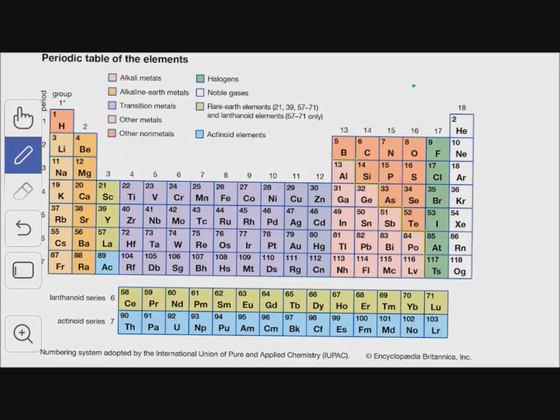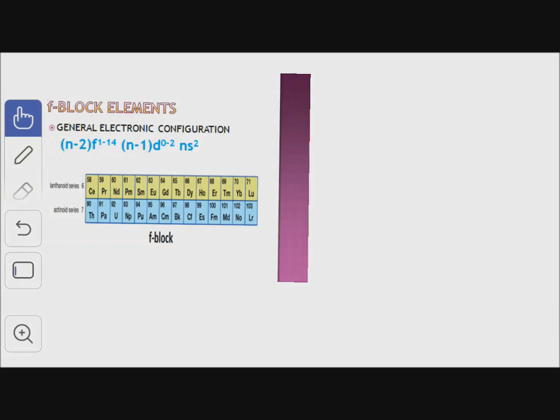This is the periodic table of the elements, in which elements are arranged according to their atomic number. And these two series, having 14 elements each, are called F block elements. Why are these elements called F block elements?